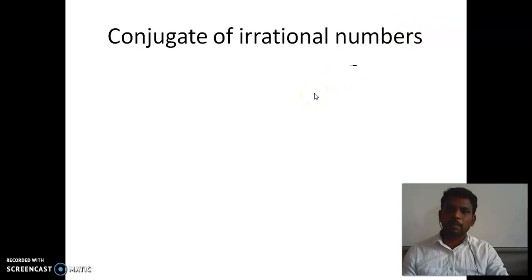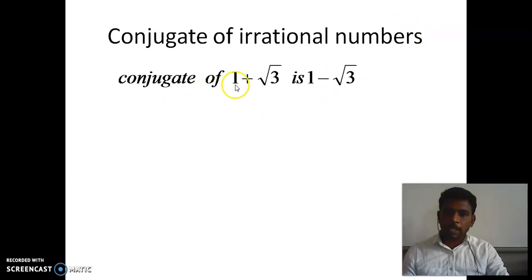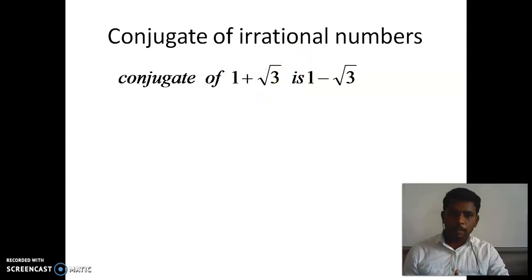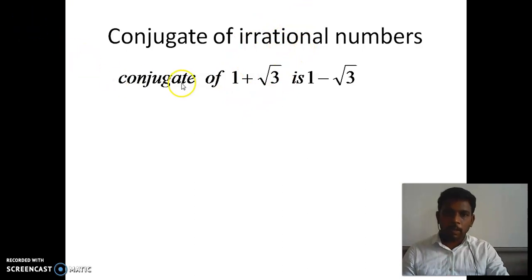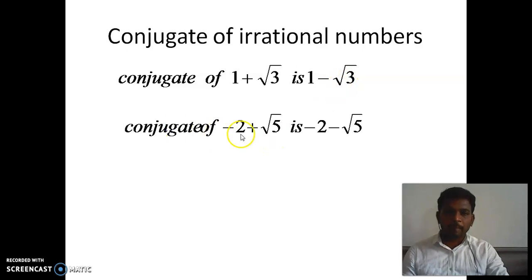What is conjugate? Listen here. Conjugate of 1 plus root 3. Is 1 plus root 3 a rational number or not? Yes, irrational number, because 1 is a rational number and root 3 is an irrational number. If you add anything to an irrational number, the result will be an irrational number. That is one main concept. So conjugate of 1 plus root 3 is 1 minus root 3. And similarly, conjugate of minus 2 plus root 5 is minus 2 minus root 5. So wherever the irrational part is there, we have to write the opposite sign. That is the meaning of conjugate.